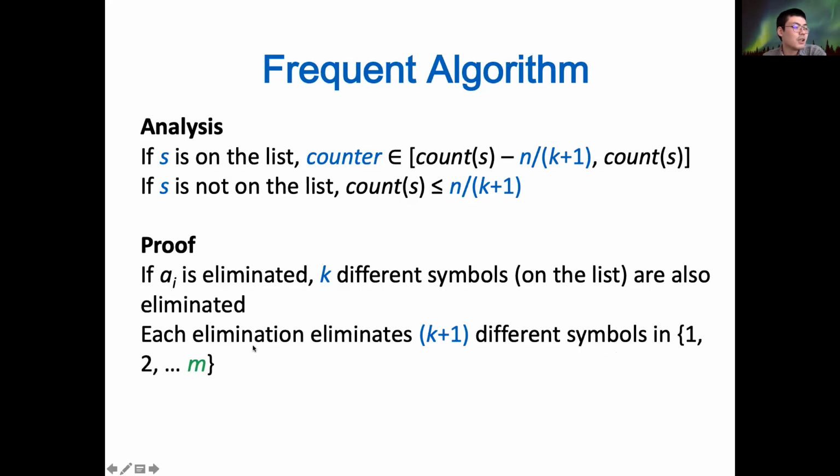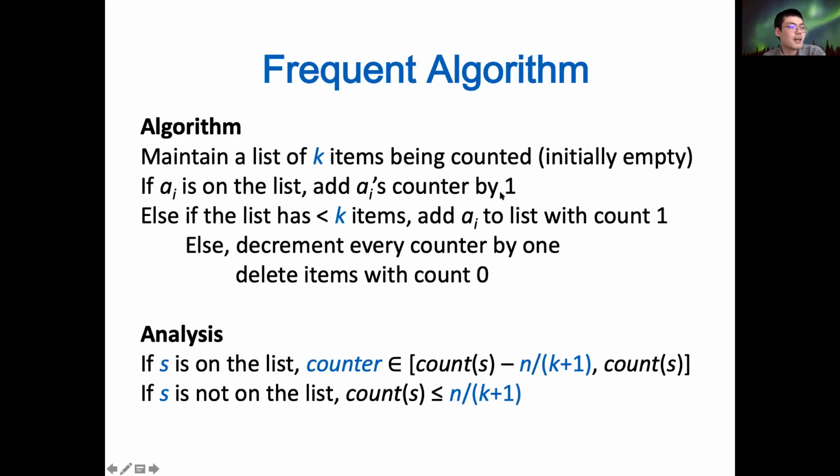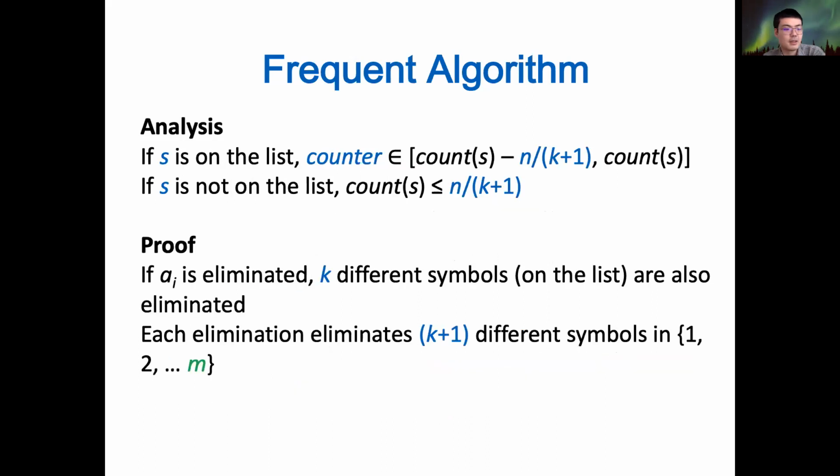So in this algorithm, we don't have much elimination. Some are added to the counter, and some are added to the list with counter 1. Only one case we will decrement the counter: the list is full, but you cannot find your element in the list. So each such elimination, the third case, will eliminate k plus 1 different symbols. Besides your A_i, which you cannot insert in the list right now, you will eliminate k items previously in the list. So that's from here to here.